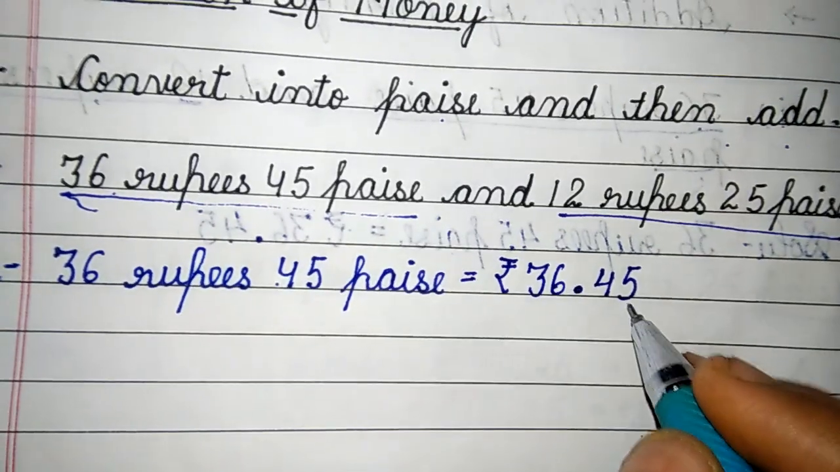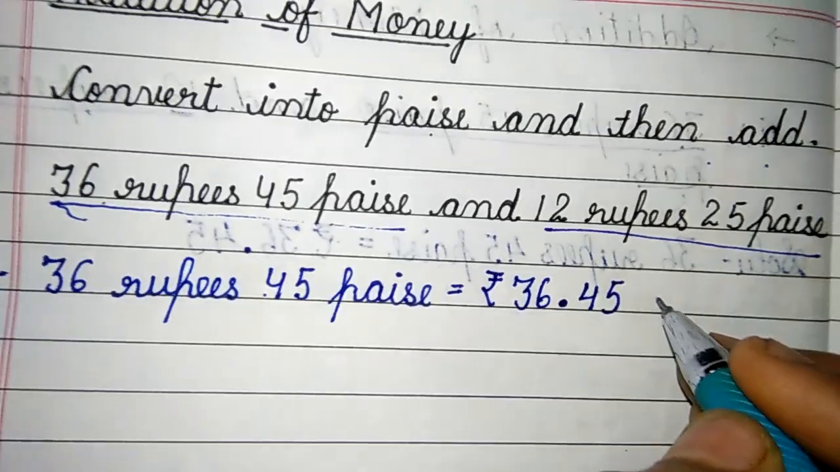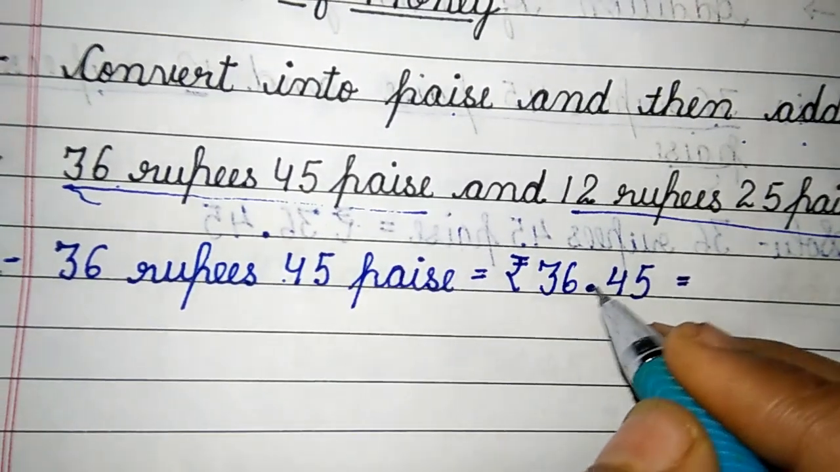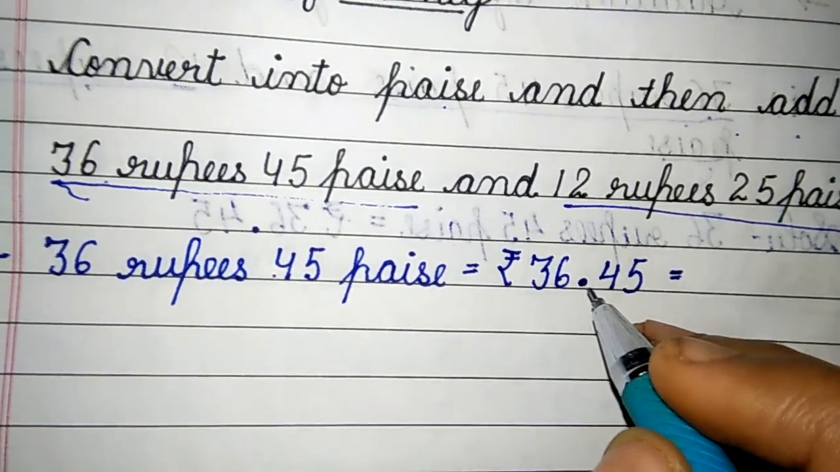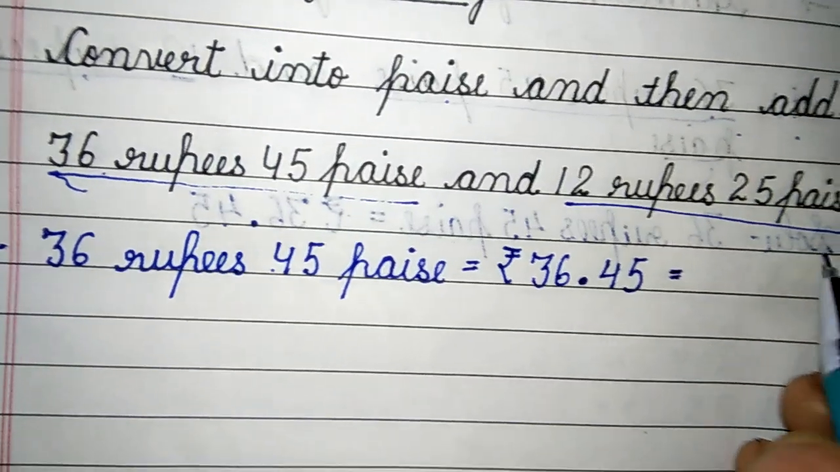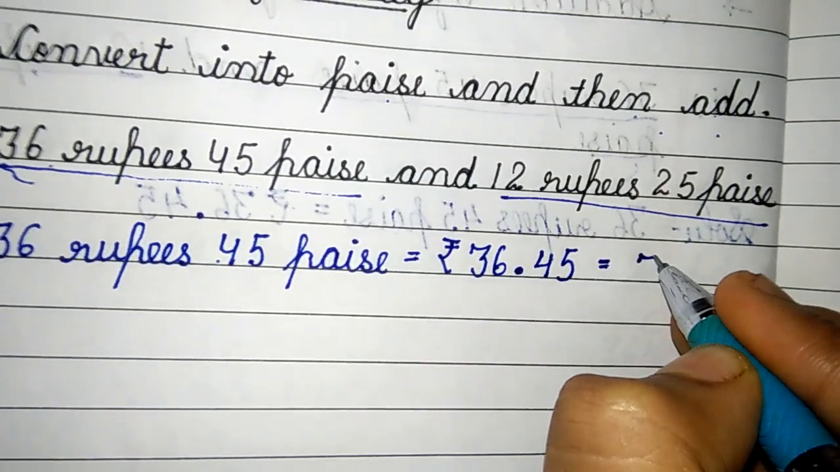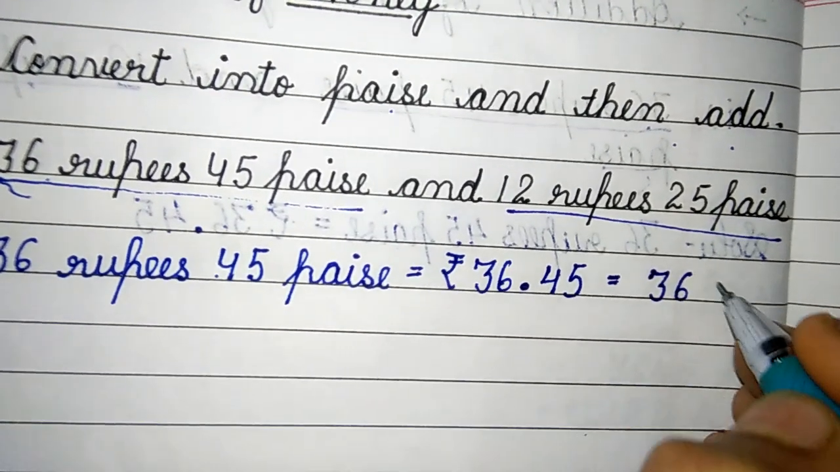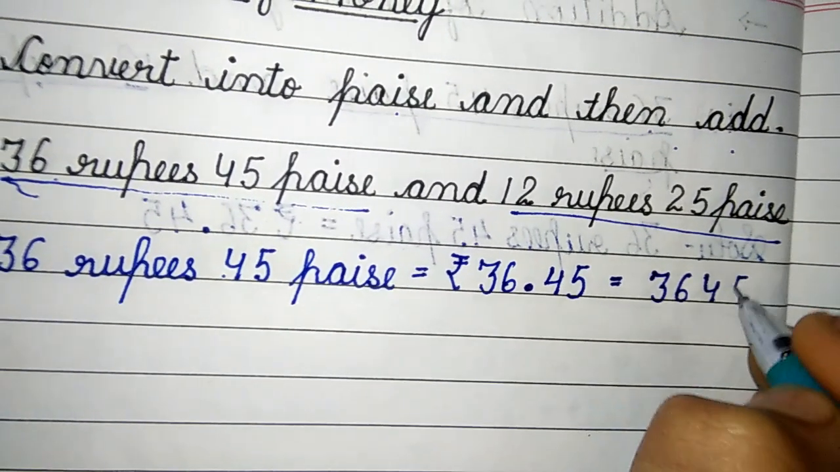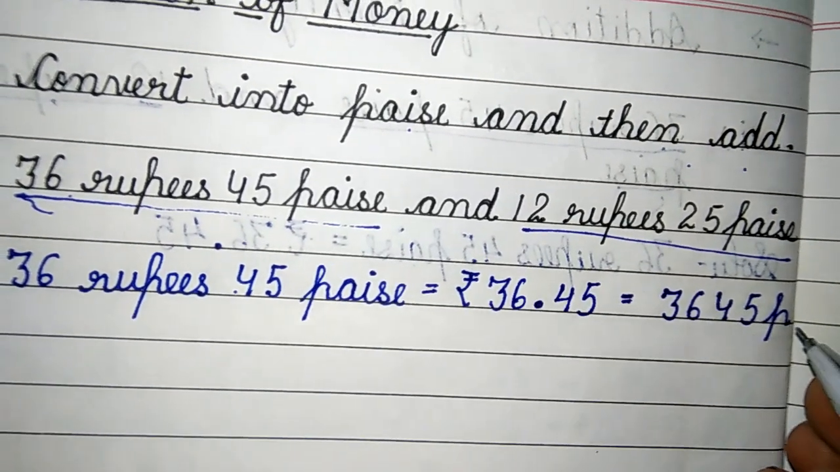Now we have to convert it into paise. So for this we have to remove this dot. When we remove the dot, it will convert it into paise. Clear? So write here 3645. 3645 paise.